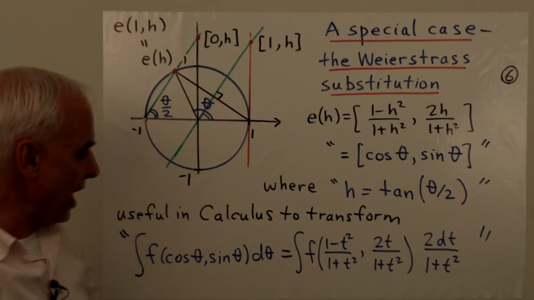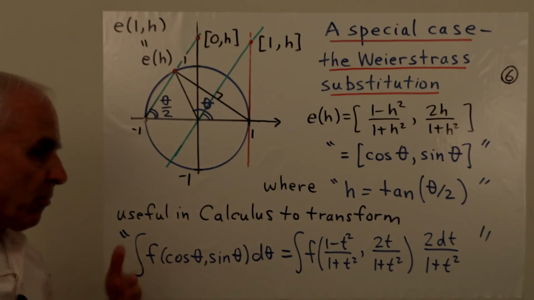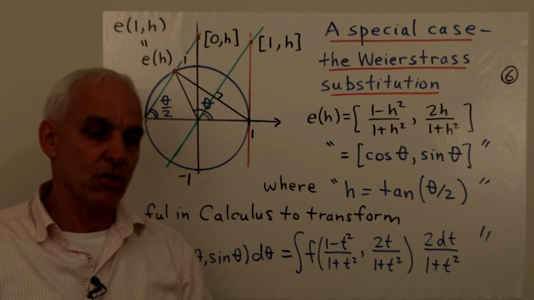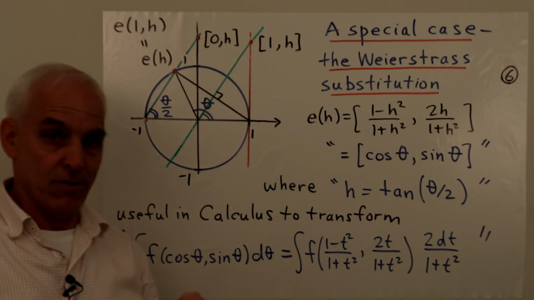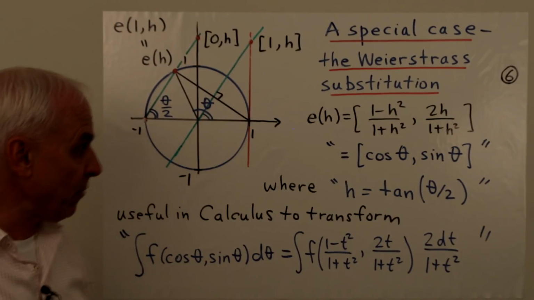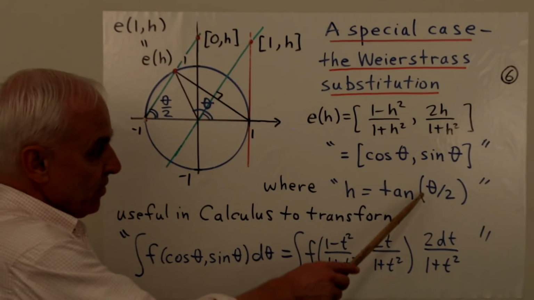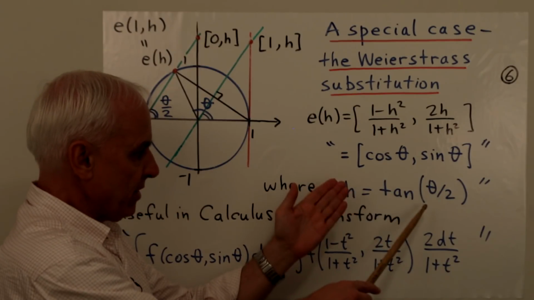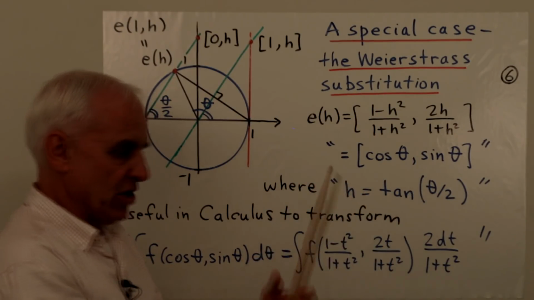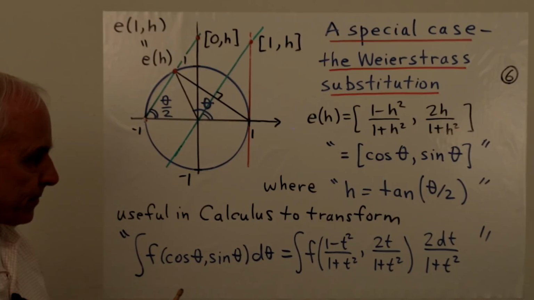So the story is that you have some complicated integral, perhaps, that you want to simplify. You want to so-called rationalize it. Then what you do is you get rid of the angles. You get rid of the angles by replacing the theta with h. And this is the relationship between the theta and h that you're going to use to do the replacement.